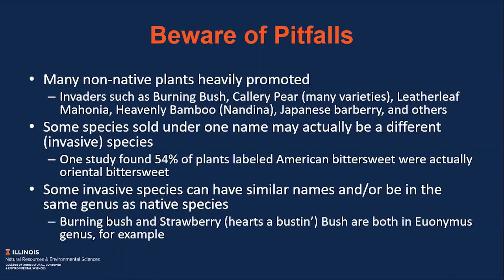And then finally, some invasive species can have similar names and or be in the same genus as native species. So as I mentioned earlier, the burning bush is an invasive plant that we want to avoid planting versus the strawberry bush or hearts a bustin'. They're both in the same genus, Euonymus. So you just want to make sure what you're getting is the correct native plant that you want to have and not the other.